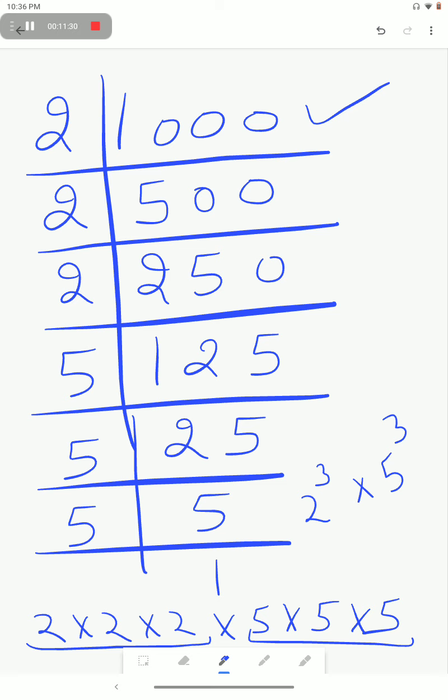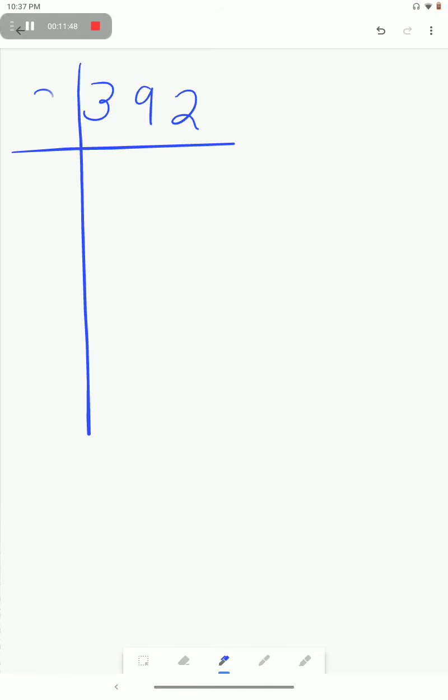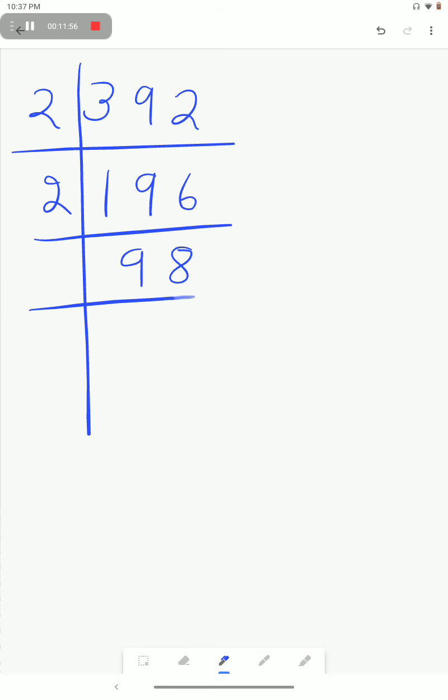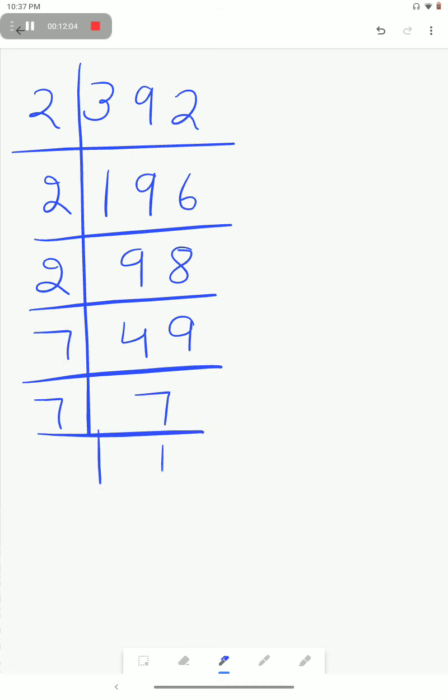Okay, everything is clear now. Now we will take one more example. Now the next example is 392. We have to find out if it is a perfect cube or not. Two fours are 8, 2 nines are 18, 7 sevens are 49, 7 ones are 7. Okay. You also do all these questions in your notebook with me.